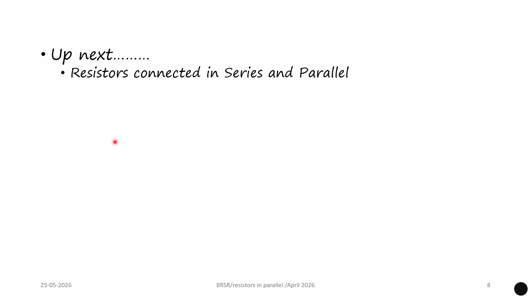In this particular session, we have seen how resistors are connected in parallel, the conditions for the resistors to be connected in parallel, how to calculate the equivalent resistance when they are connected in parallel, and how to find the individual value of the current through each resistor. But in practical circuits, we will find a lot of resistors connected in series and parallel. So up next, we'll see about the resistors when they are connected in series and parallel and the ways to calculate the current and the voltage across each resistor.